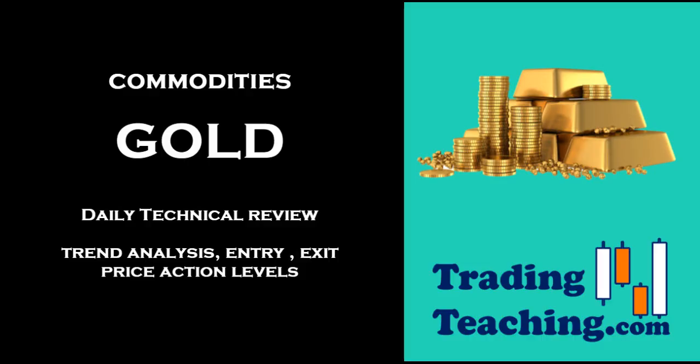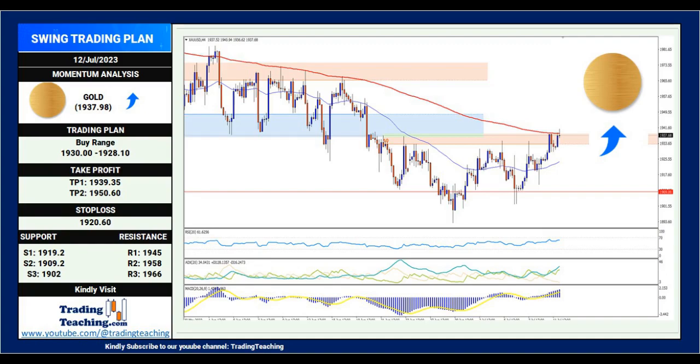Gold technical view. The current gold price is 1937.98. The technical analysis forecast for the next 2 to 3 days suggests a favorable uptrend for gold. The 1930.00 to 1928.10 price zone is a good area to buy, with an expected upside of 1939.35 and 1950.60. If market behavior changes, stops should be placed at 1920.60 to control the risk.